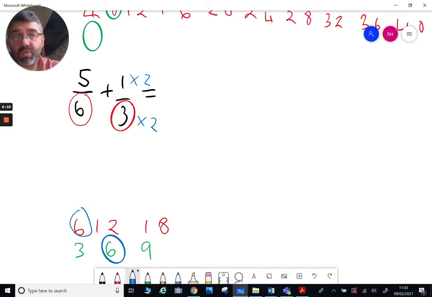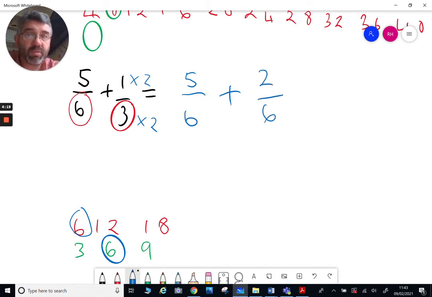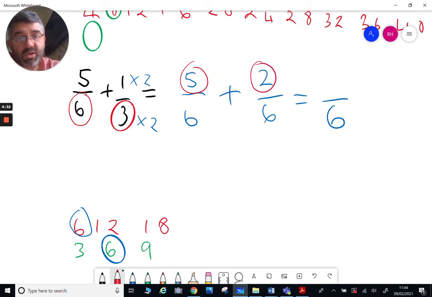So what we end up with is 5/6 added to 2/6: 1 times 2 is 2, 2 threes are 6. Okay, same thing. 6 add 6 at the bottom, we don't do that, right? The denominator stays the same as 6. We only add the numerators, so we're only adding the 5 and the 2 here. And 5 and 2 give us 7.